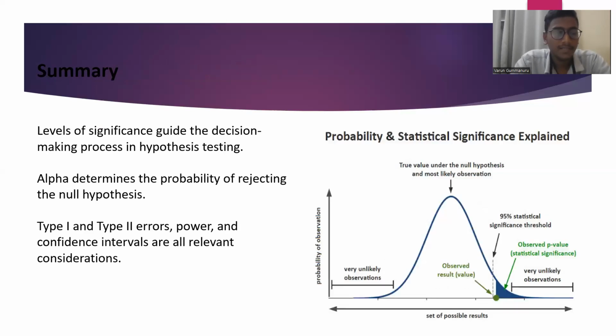Finally, we will summarize that levels of significance guide the decision making process in hypothesis testing. Alpha determines the probability of rejecting the null hypothesis. Type 1 and type 2 errors, power and confidence intervals are all relevant considerations.